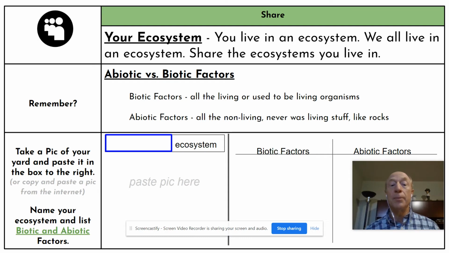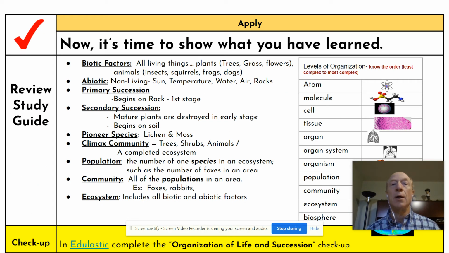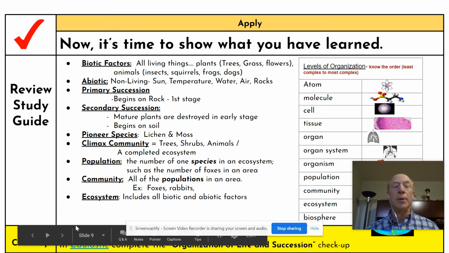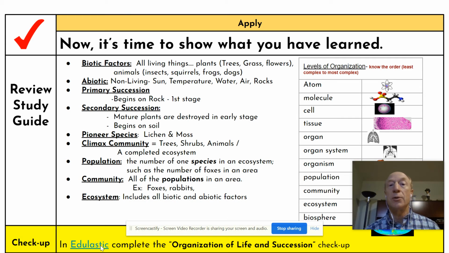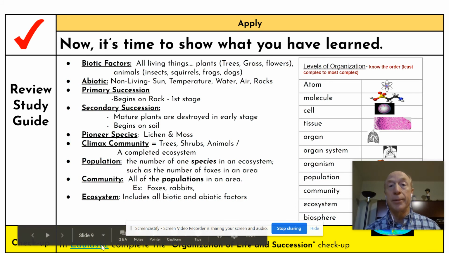This is about biotic and abiotic factors. A review. You guys know this, but a little review for you. And then a study guide so that you can do the checkup. And notice this is all the study guide here. But then down below, right behind that bar, it says Edge Elastic. That's your checkup. Please don't do the checkup until you've done everything else first.